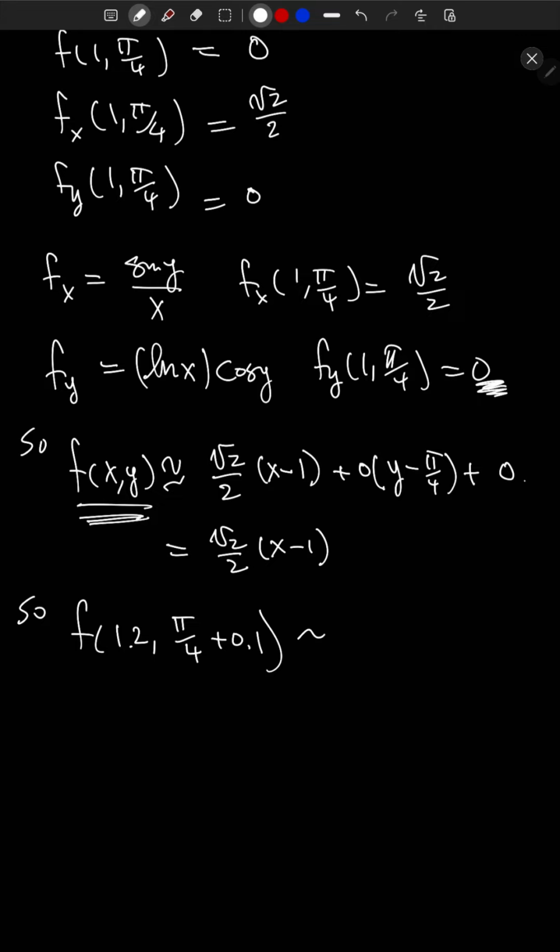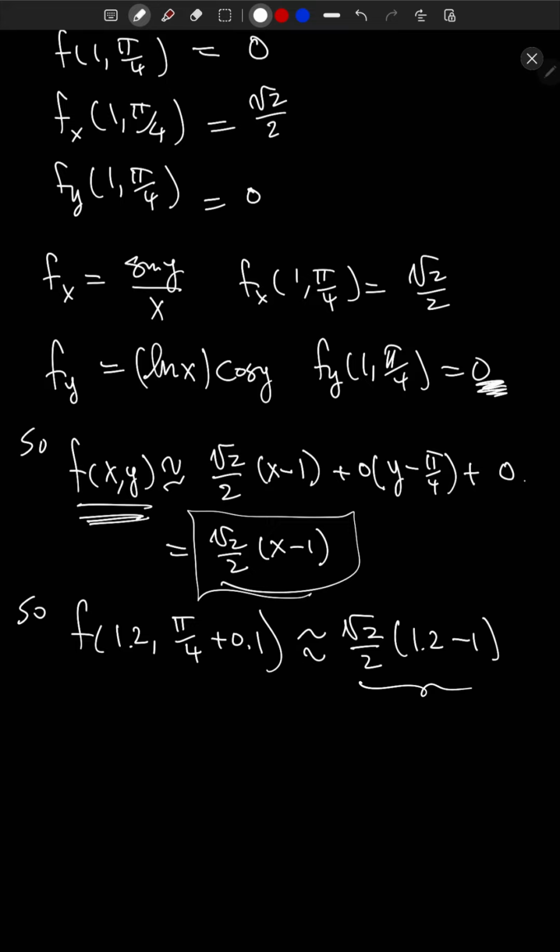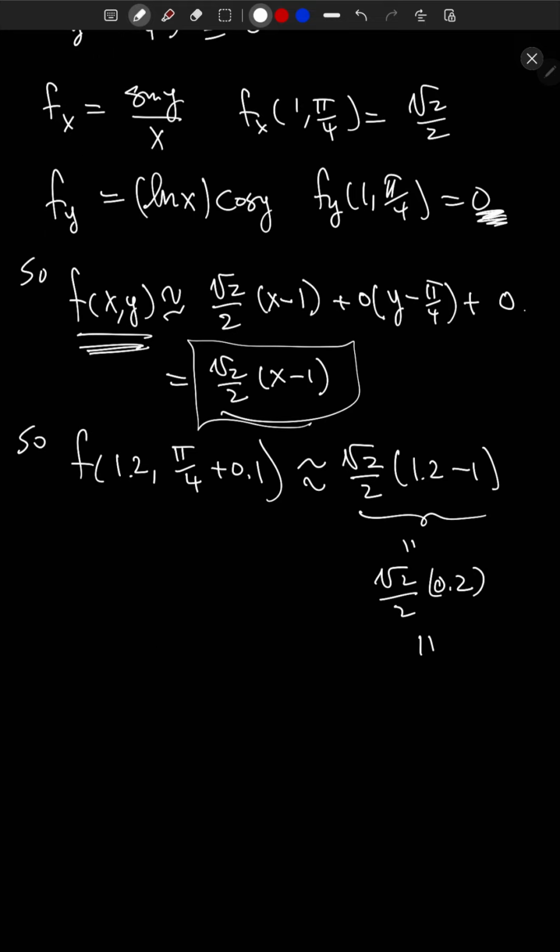Okay, so this is going to be approximately root 2 over 2 times 1.2 minus 1, right? And again, you see the power in that. Once we've gotten this formula, you don't need to know any math anymore. You don't need to know any calculus anymore. All you need to do is be able to add and multiply, right? So this is root 2 over 2 times 0.2, and so that's root 2 over 10. Okay.